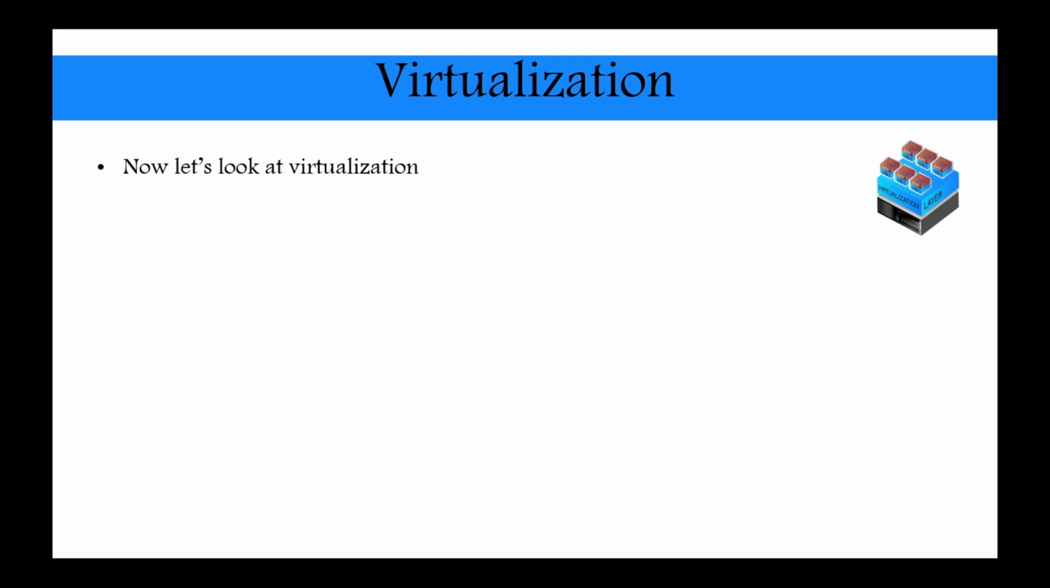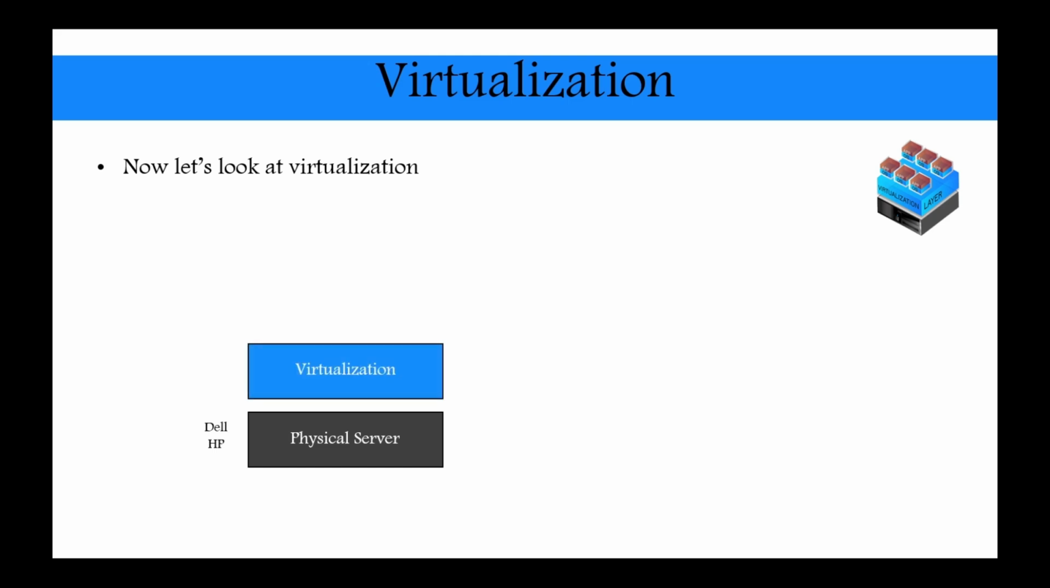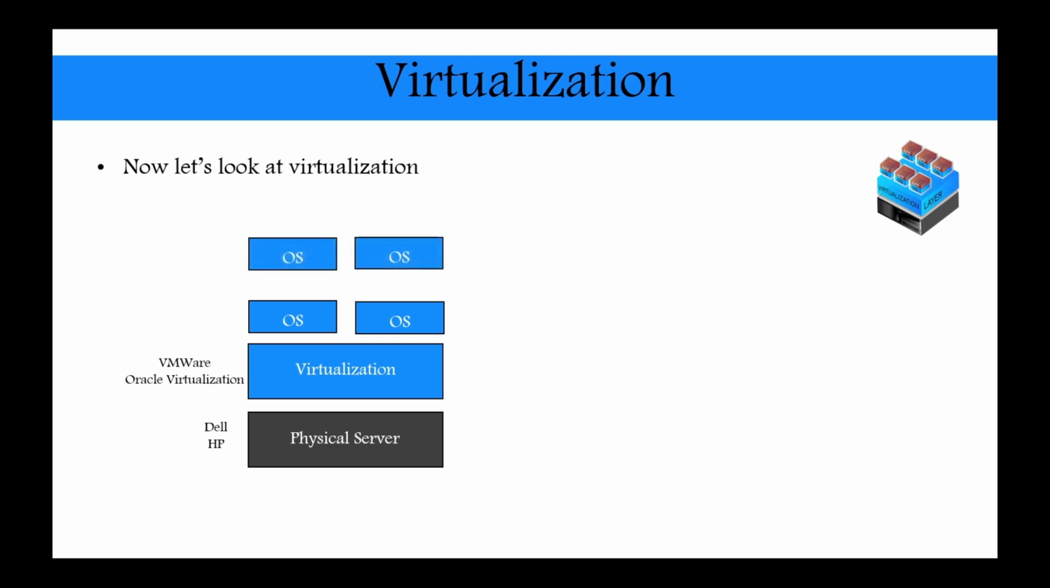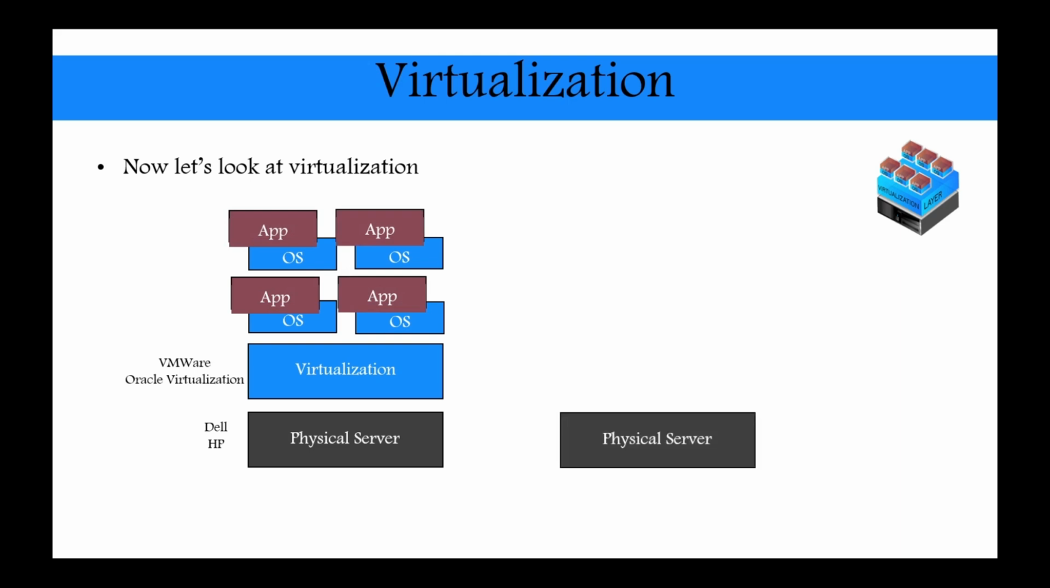When virtualization came into being, what happened was there's a physical server, the same way, from Dell or HP, whoever the manufacturer is. Then you install a virtualization layer on top of it, from VMware or Oracle Virtualization. Then you install operating systems on it. So you could install two, three, four, as many operating systems as you can, depending on the resources that you have on the physical system. And then on top of those operating systems, you have the applications individually run on each of those operating systems. Now, what's the advantage?